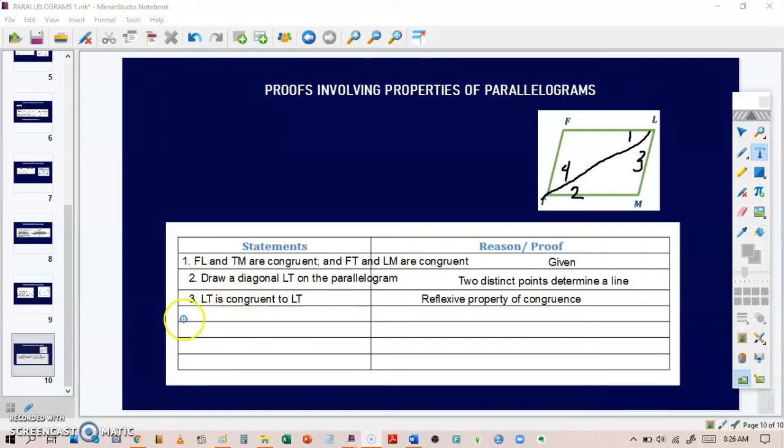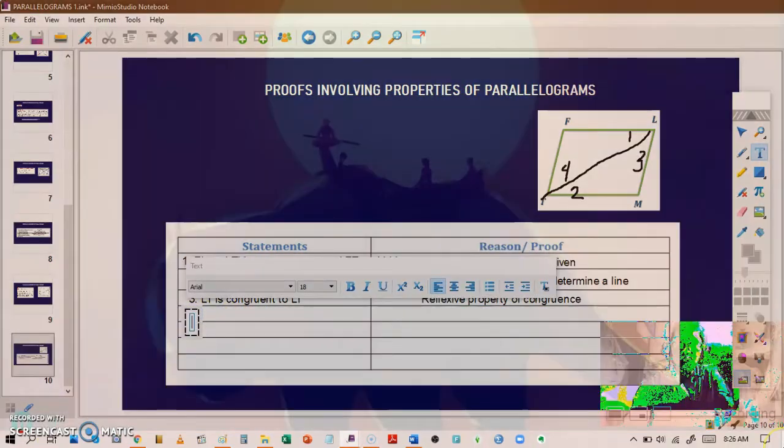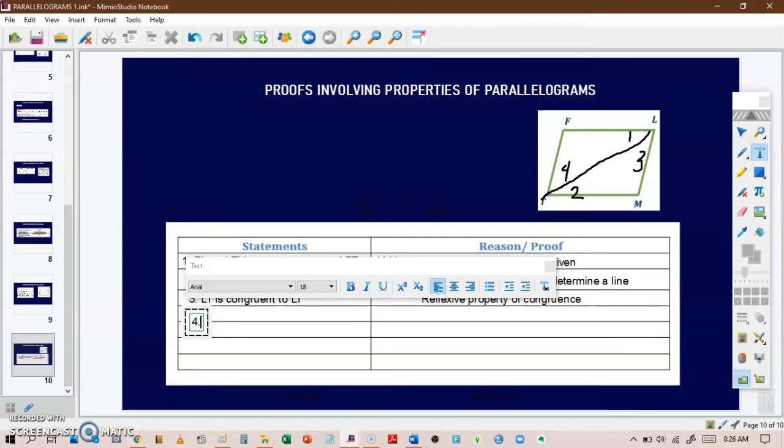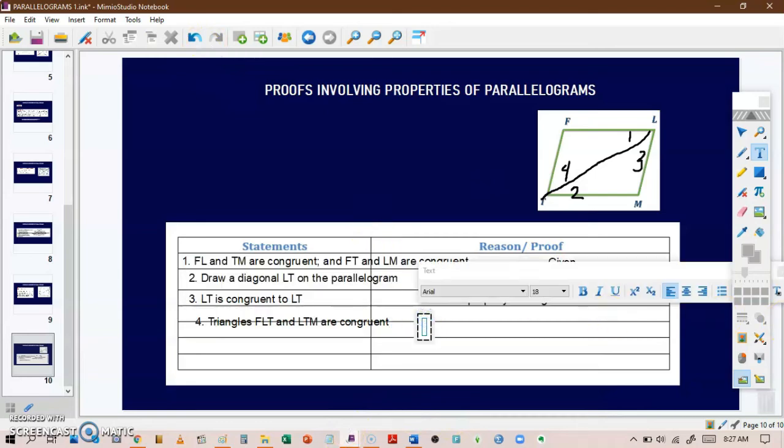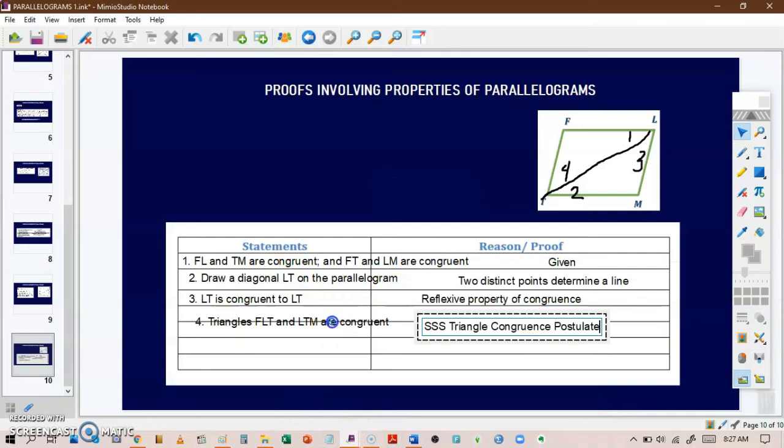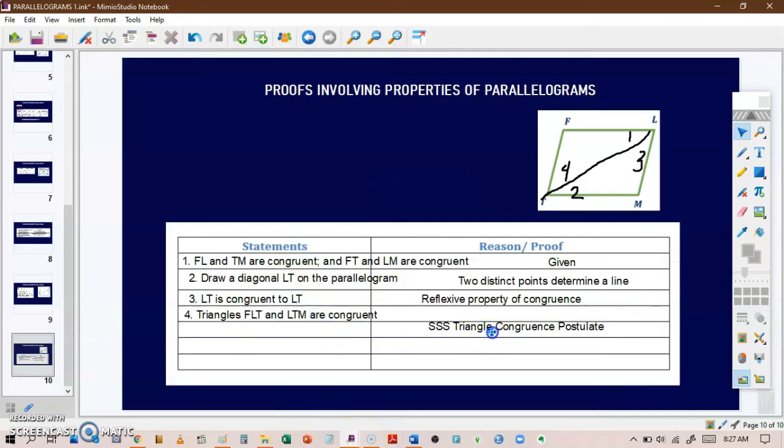After writing our third statement, we can state in our fourth statement that triangles FLT and LTM are congruent. They're congruent because of SSS, the side-side-side triangle congruence postulate, because we've already established that their opposite sides are congruent, and also the diagonal is congruent to itself. Therefore we have two triangles that are congruent.